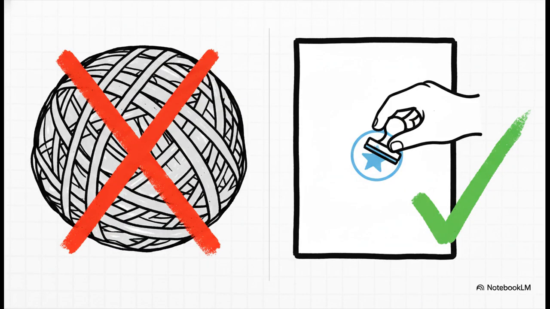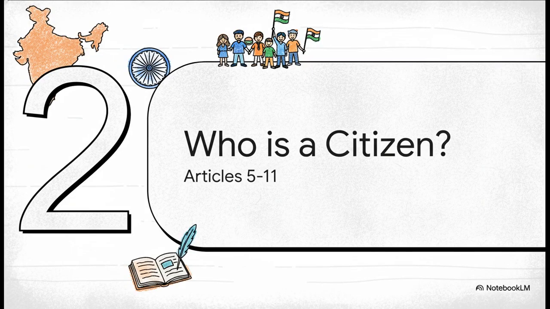Now, here's the really practical part. Article 4 says that to make these changes, to add a state or change a border, you don't need some huge, complicated constitutional amendment. A simple law passed by Parliament is enough. This blueprint was designed to evolve. All right, the blueprint for the house is ready, the boundaries are drawn, so what's the next logical question? You got it. Who actually gets to live in this house?